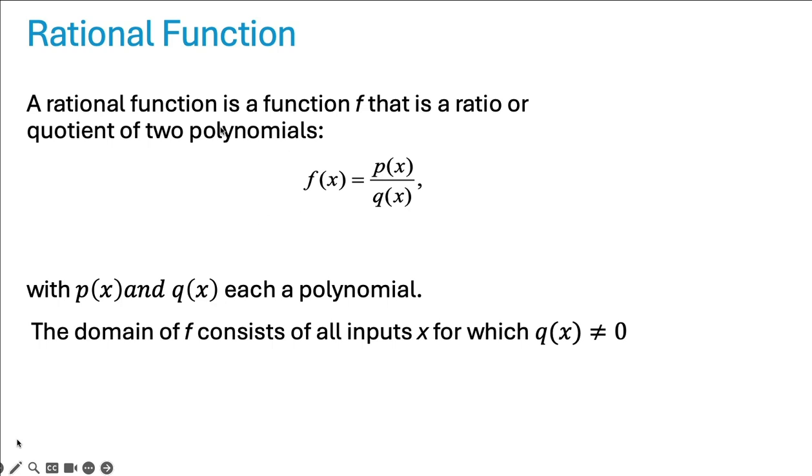So what is a rational function? It is a function f of x that is a ratio or quotient of two polynomials, p of x divided by q of x. So both the numerator and the denominator need to look like polynomials. The domain of this function will consist of all inputs x for which the denominator is not equal to 0.